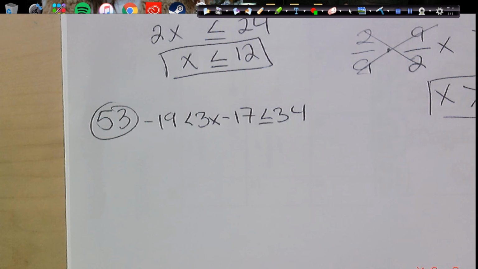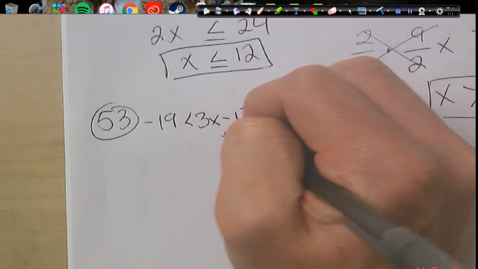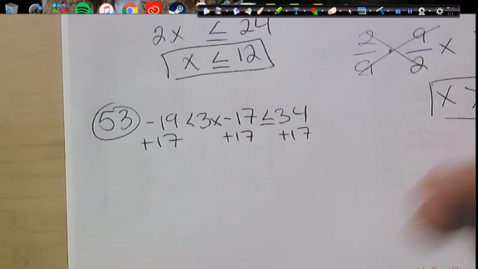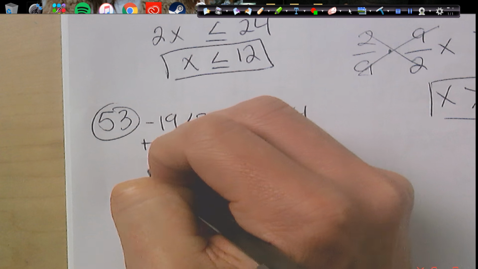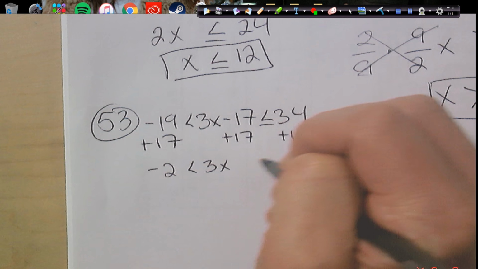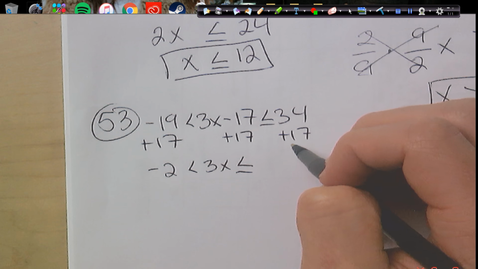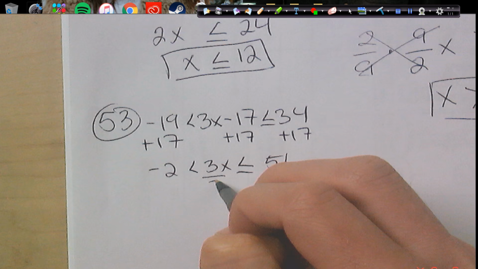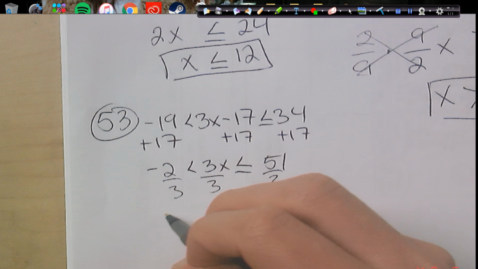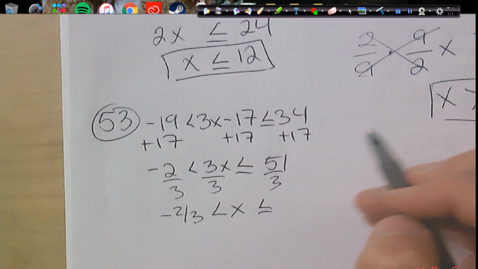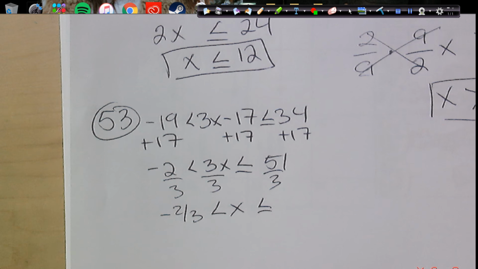Okay, so this is a compound one. When we do compounds, all we have to do is, when we add 17, do it to both pieces, which is kind of fun. So you add 17 to 19, you're still going to end up with a negative 2. And when we add 17 to this, we're going to get 51. Then divide by 3. So we get negative 2/3 x and greater than or equal to, so 51 divided by 3, that works.